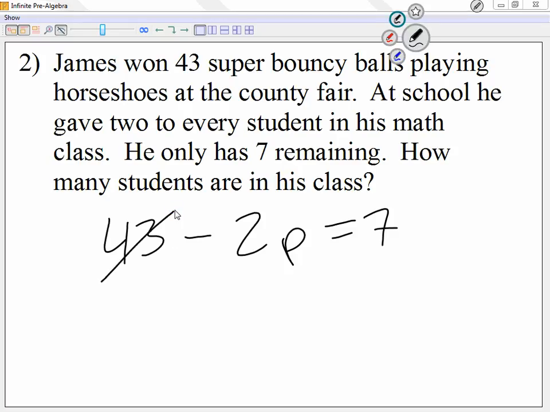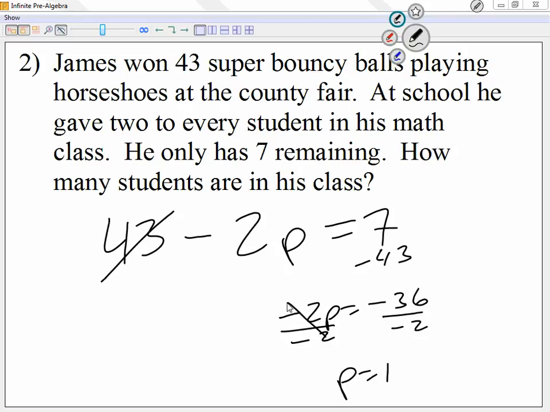So my 43, let me subtract it. So I have negative 2p is equal to negative 36. Now let me divide both sides by negative 2. P is equal to 18. I wish I had a class that big. There were times where my classes were about 40 people.